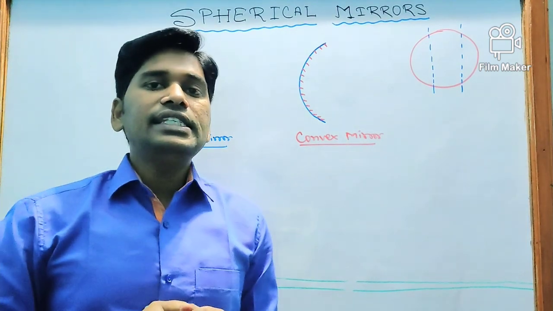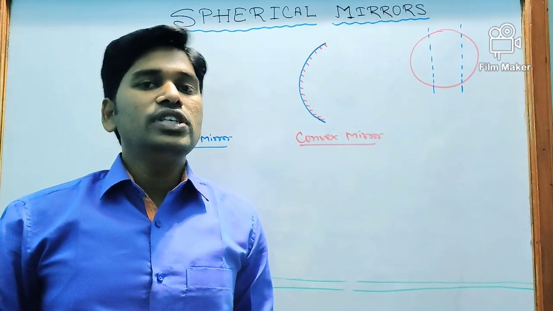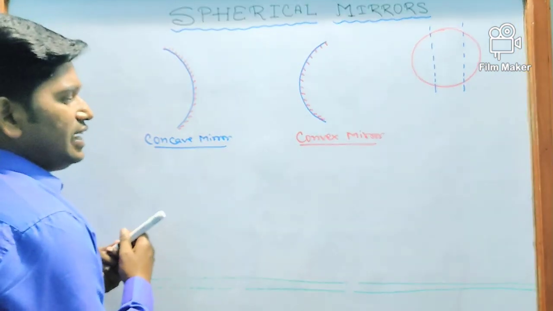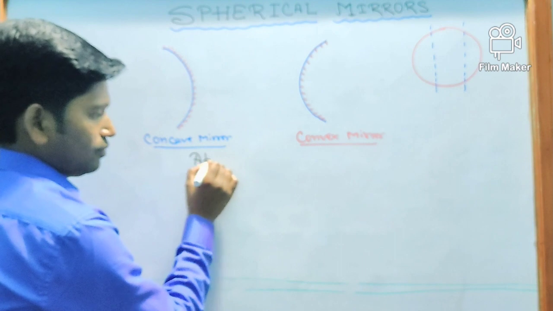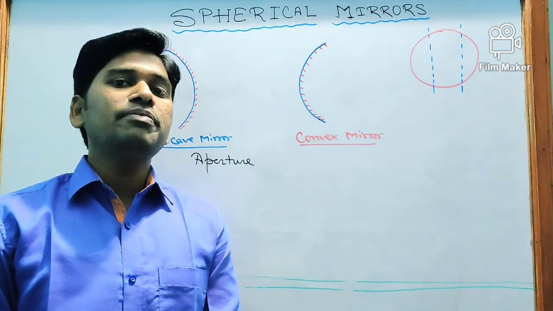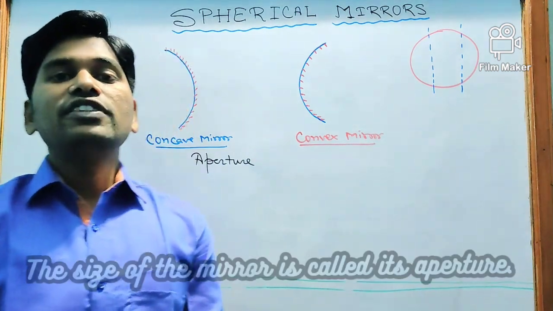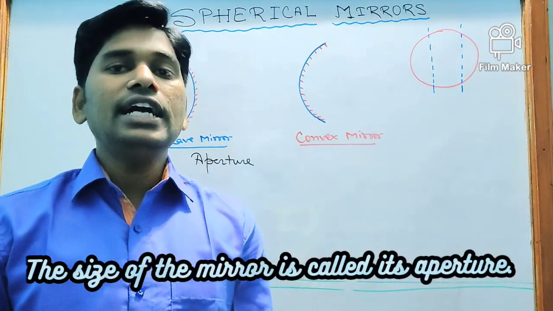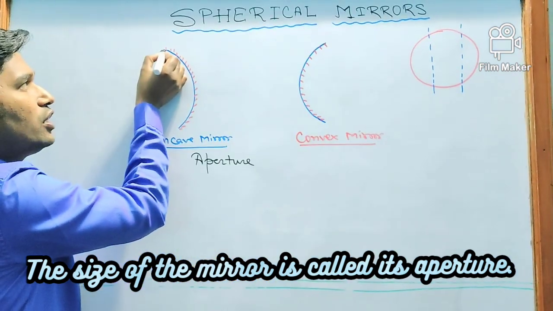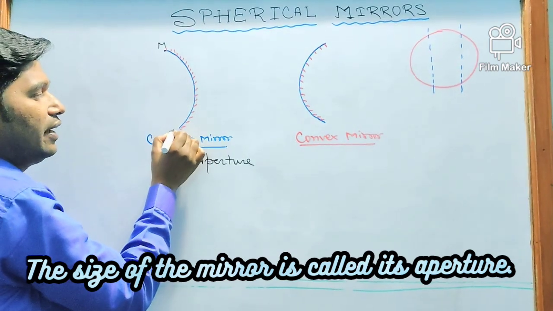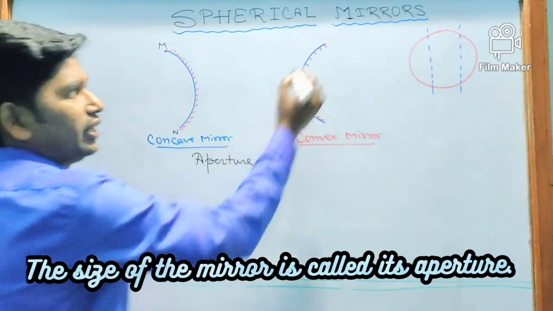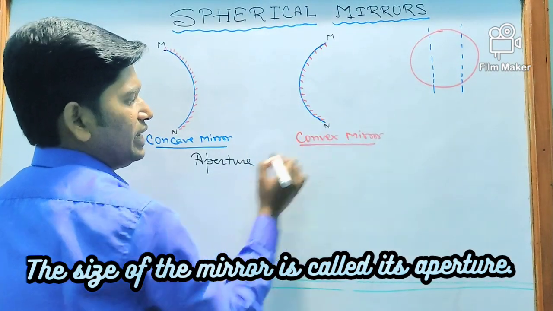Now, let us see some terms related to a spherical mirror. The first one is known as the aperture. What is the aperture of a spherical mirror? The length of this spherical mirror is known as its aperture. So this part from point M to point N, this length, is known as the aperture. In this also, MN is the aperture.